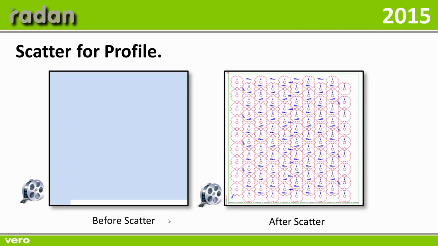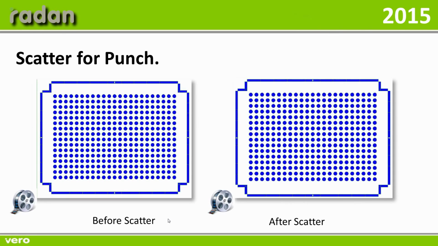Now, as I said, this is equally beneficial to punching machines. So here we have a component with lots of apertures in, and this is what it would look like ordered before scatter command was enabled. So literally each adjacent punch is being hit.